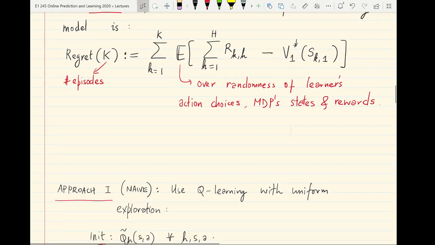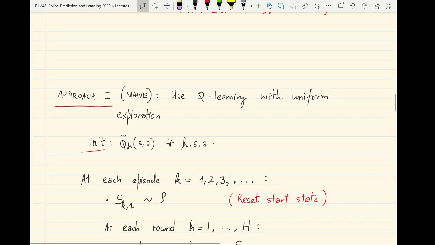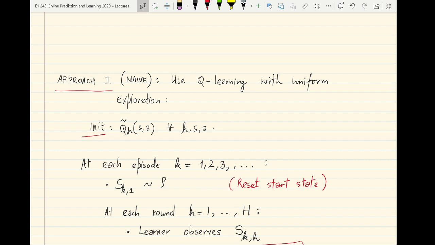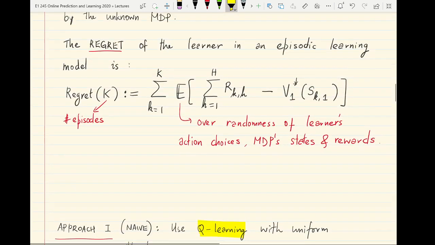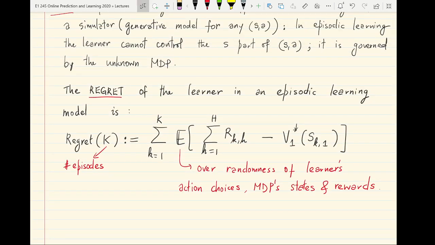So here's a first candidate approach, the naive approach. Based on what we've seen so far, since we don't have knowledge of the MDP upfront, we could just use Q-learning with some uniform exploration thrown in that helps to learn the optimal Q value functions better and better over time. And once you have gotten close enough to learning Q star, you would probably not be deviating too much from playing the optimal policy that gives rise to V1 star in each episode.